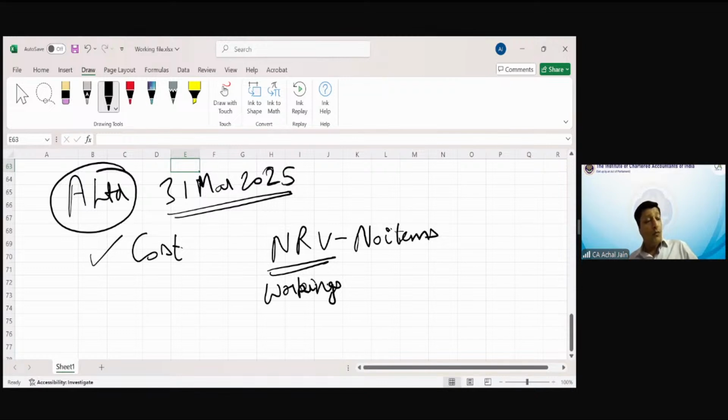Or what should be the audit procedure here? If you can just let me know along with the assertion which is attached to that. In this case, as an auditor, what will be your approach, your audit procedure, along with the assertion? Quickly, quickly.